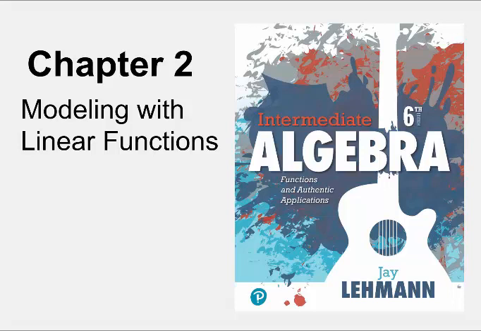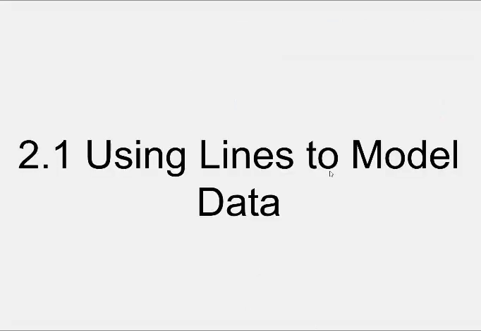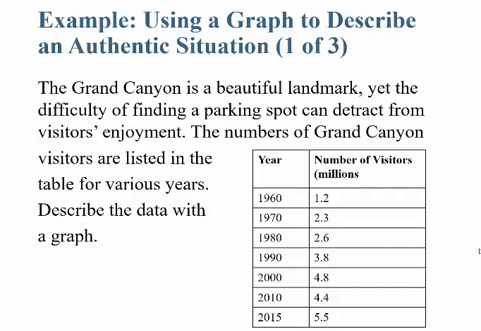Okay, so the first video we'll talk about is section 2.1, using lines to model data. We're going to start with an example here. What we want to talk about is using a graph to describe some type of authentic situation. So the Grand Canyon is a beautiful landmark. I've never been there, perhaps you have. Yet the difficulty of finding a parking spot can detract from visitors' enjoyment. If you're driving around looking for a parking spot, it's not too fun.